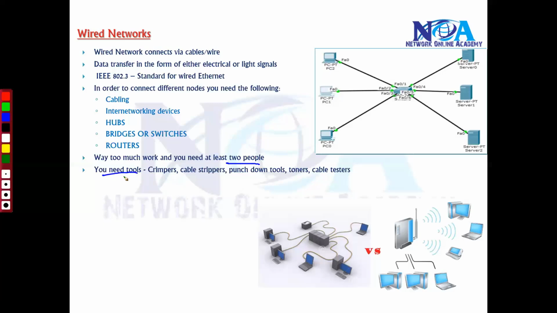And again, different tools are used. You need some kind of crimping tools, cable strippers, punch down tools, and a cable tester. These are all required for you to ensure that we have proper cable connectivity on all the sides.